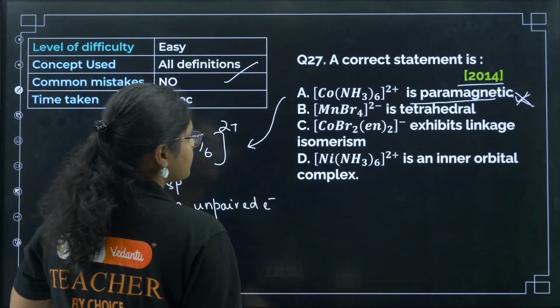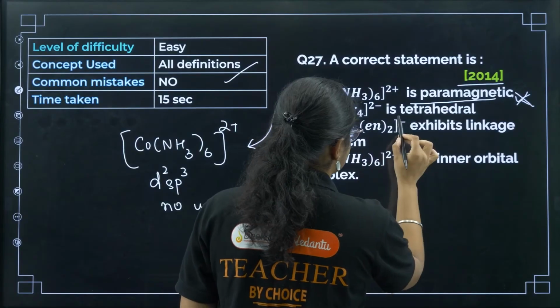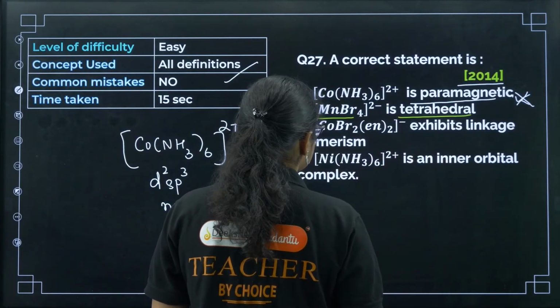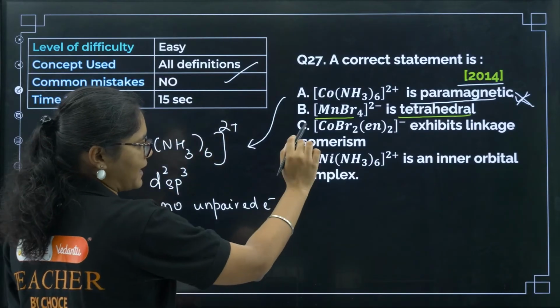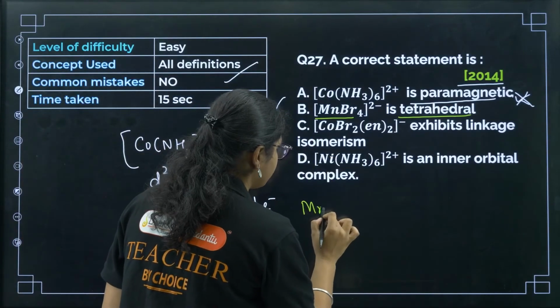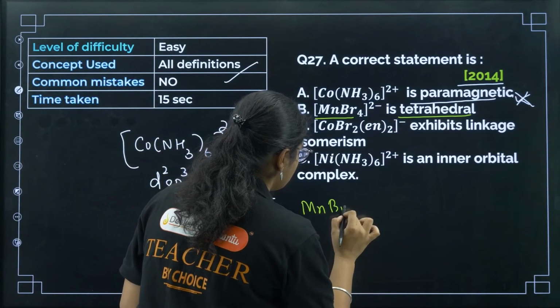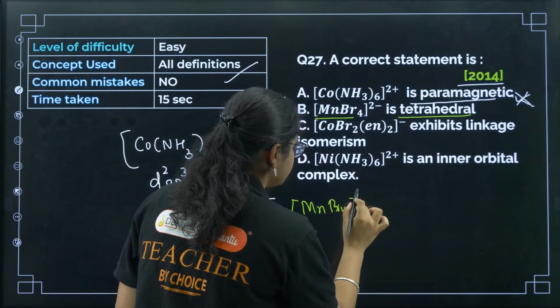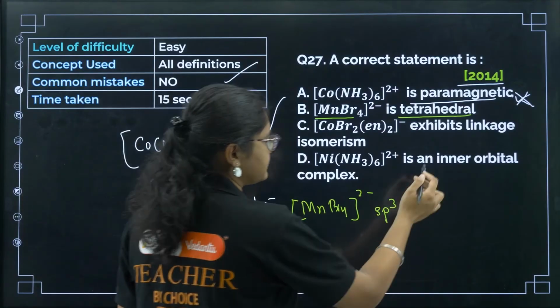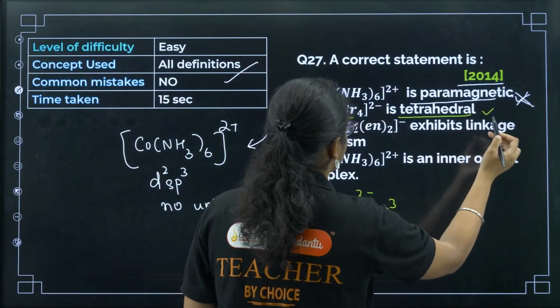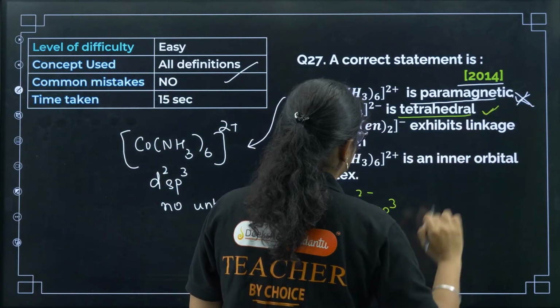Next, if you see MnBr4 2 minus is tetrahedral. So what is the structure here for manganese, MnBr4? Br also is a weak field ligand. Here hybridization is sp3, because sp3 is hybridization, it will be tetrahedral, right? So this is a correct statement.